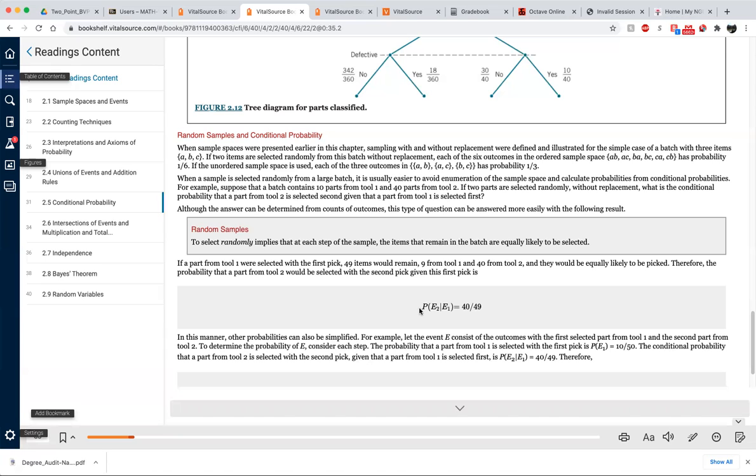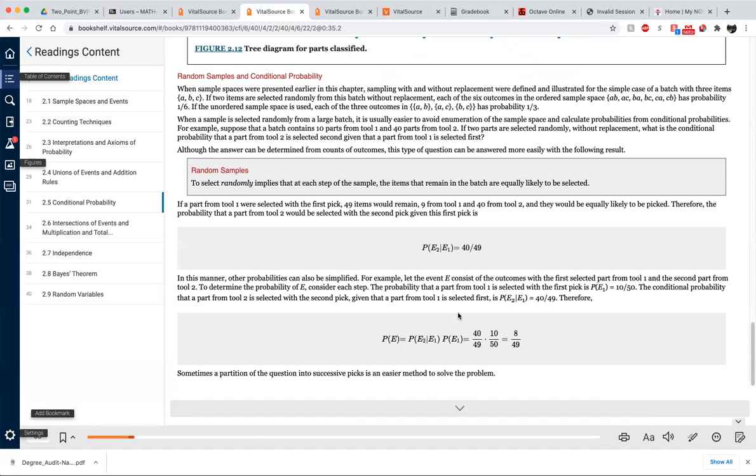Now, let's figure out the probability that we choose a part from tool 2, given that we already got a part from tool 1. We need to figure out the first one, and the replacement is not allowed.